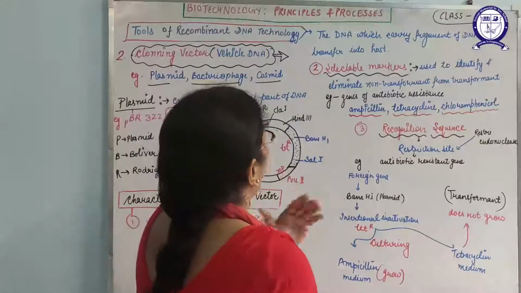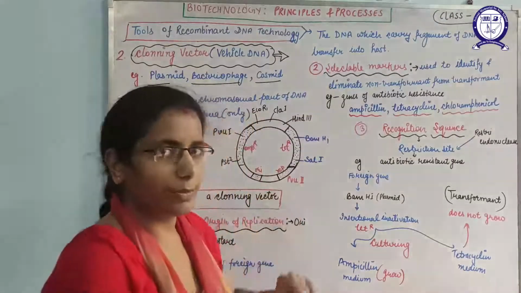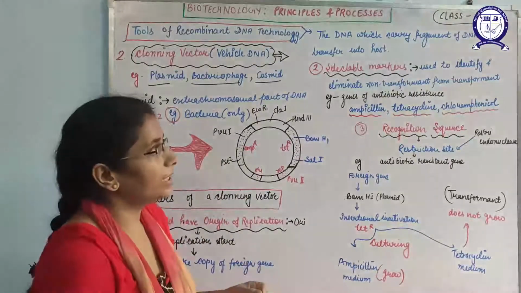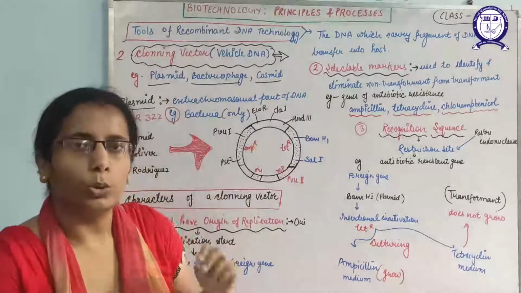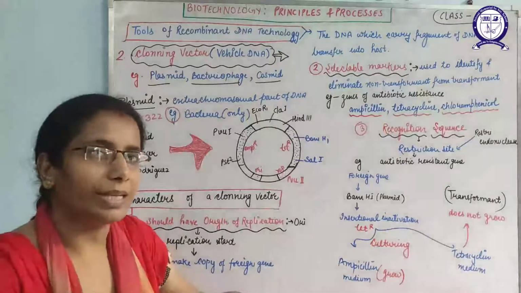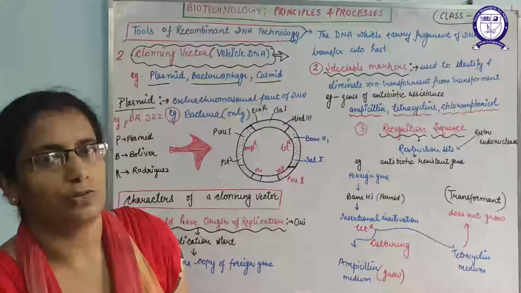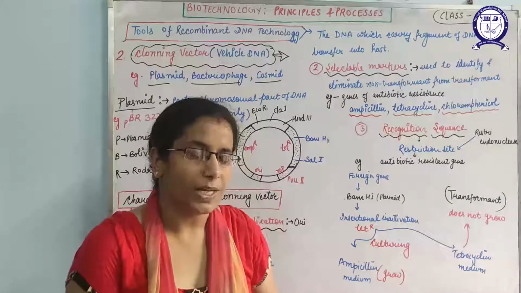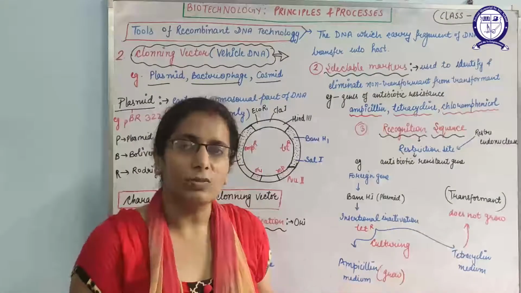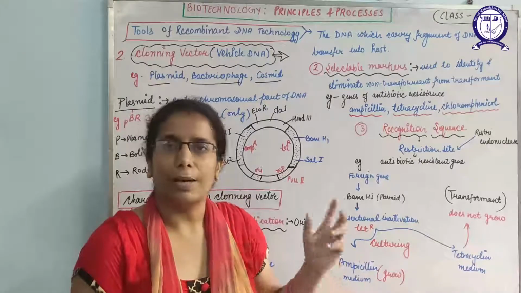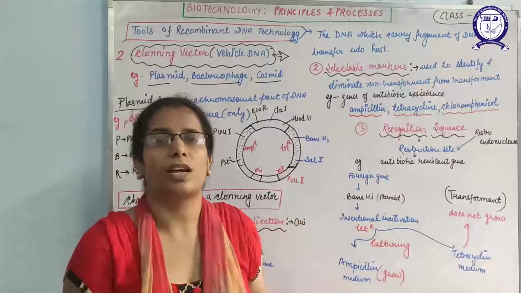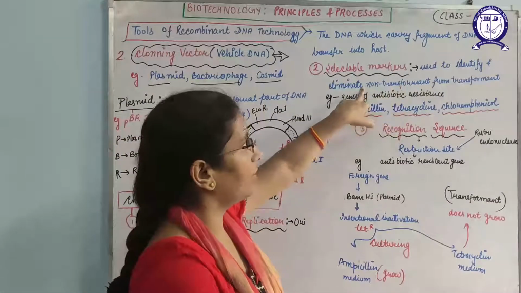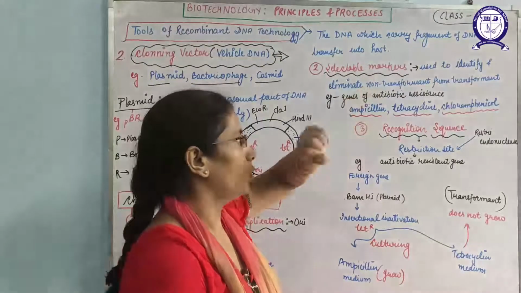Second is the selectable marker. Every cloning vector should have a selectable marker. What are selectable markers? These selectable markers help to identify and eliminate the non-transformants from the transformants. What does it mean? Transformant bacteria are those bacteria in which genes are inserted. That is why they are known as transformants. And the bacteria which do not have the foreign gene are non-transformants. So these selectable markers help us to identify and eliminate transformants and non-transformants.